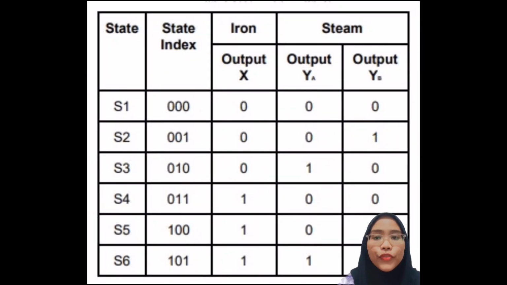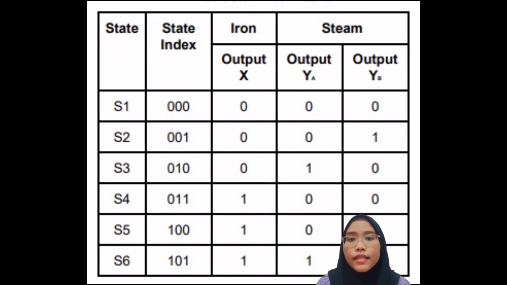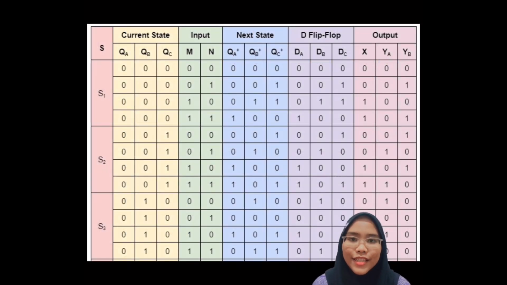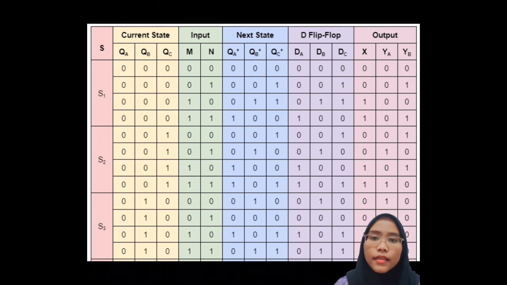Then we construct the truth table, which consists of 6 states of the system, the state index, and also the output of the iron heating function, which is X, and also the output of the steaming function, which is YA and YB. Then, the state transition table was constructed based on the truth table. In the state transition table, we apply D flip-flop as the sequential logic of the system. The state transition table consists of the current state, the inputs, which are M and N, the next state, the D flip-flop, and also the output of the system, which is X, YA, and YB.